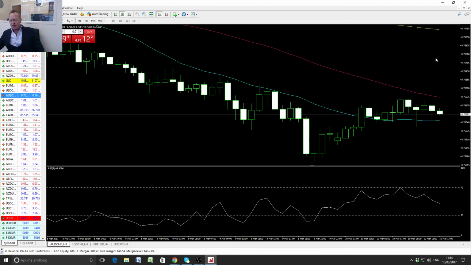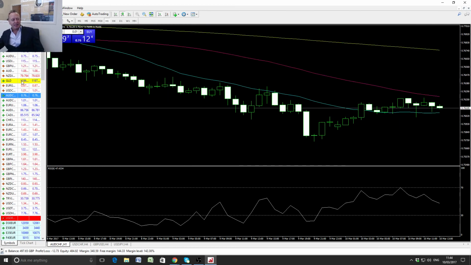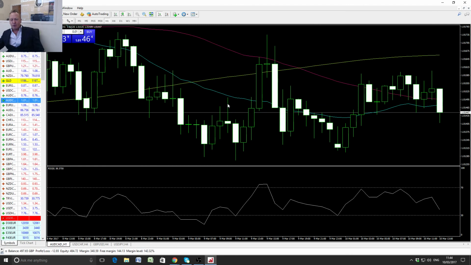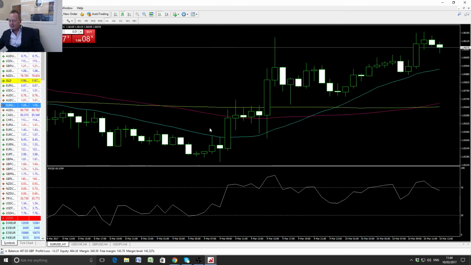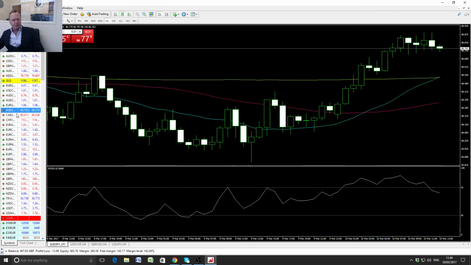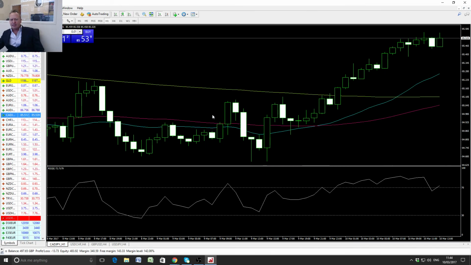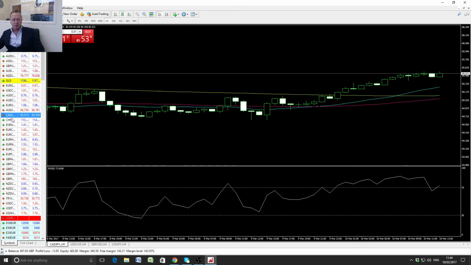So again, here we go. Aussie Swiss franc. It's in no man's land. We're moving on. No, not for me anymore. I put it on my list. There we go. This is the discipline, guys. If it's not a thing of beauty, especially when we're working on the short time frames, then we're not interested.